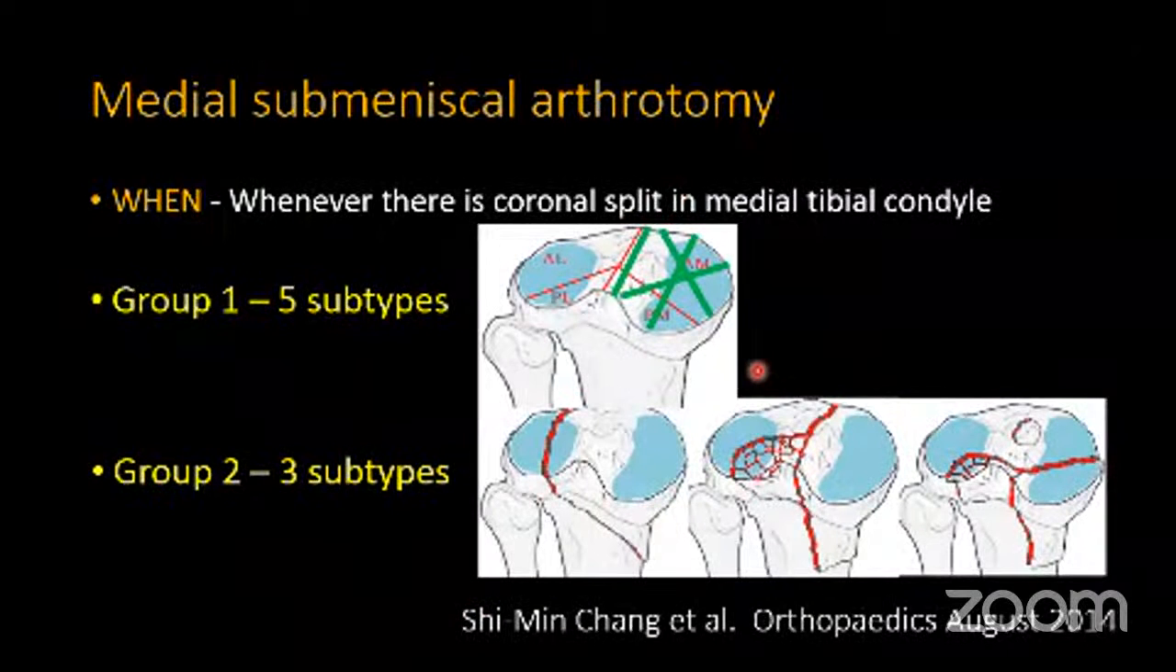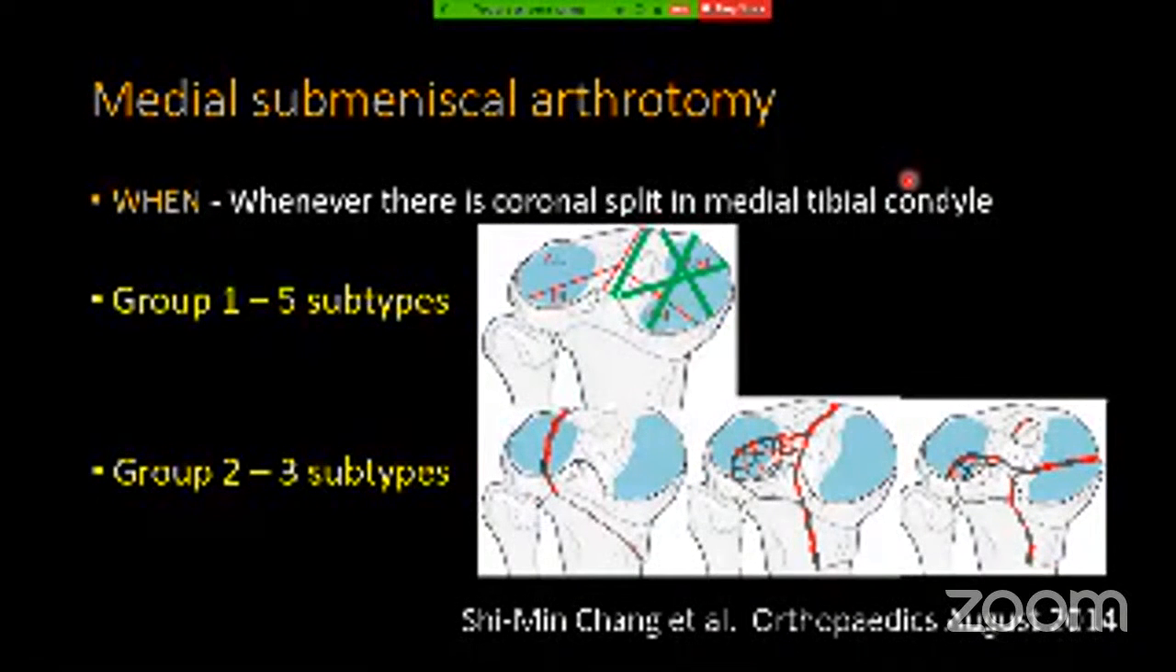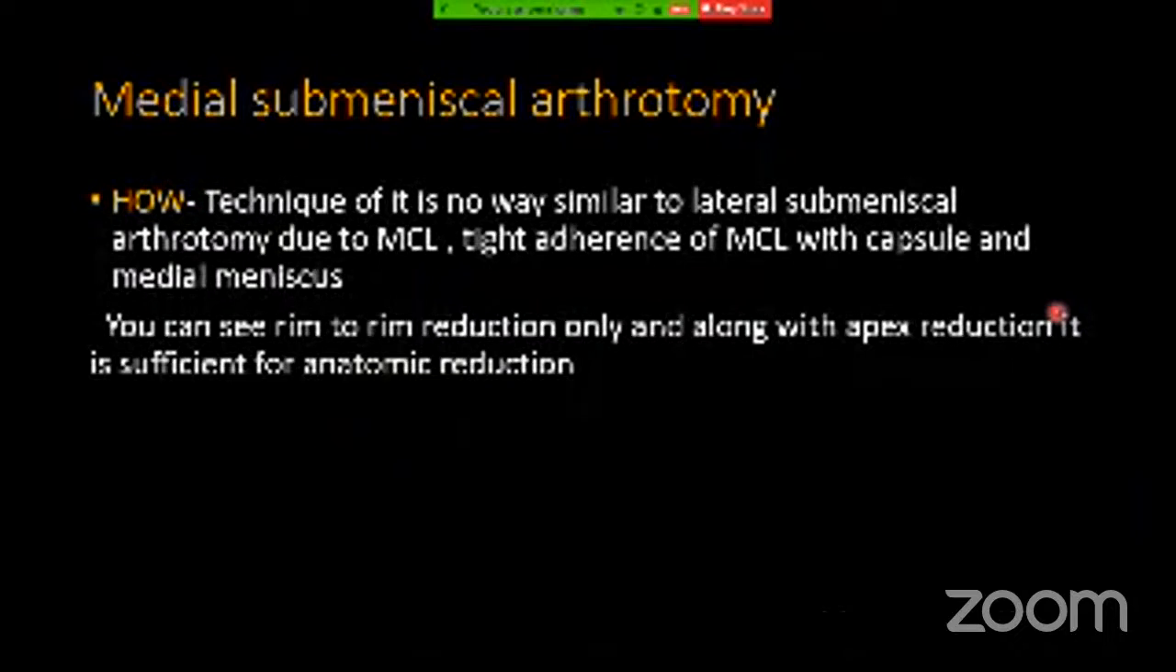That is, when you cannot reduce your medial coronal fracture. Which type of cases are you supposed to do medial submeniscal arthrotomy in? Whenever there is a coronal split. There are eight subtypes of medial tibial condyle fractures described by Chang et al. In group 1, type 2, the fracture line exits as a coronal fracture, or in group 2, subtype 3, you see the medial tibial condyle fractured into a coronal section. Those are the cases where you're supposed to do the medial submeniscal arthrotomy.